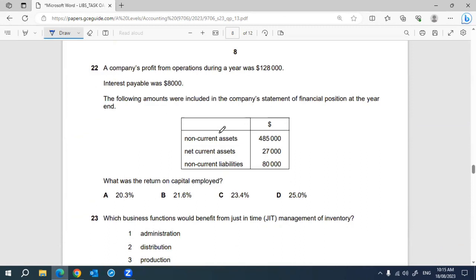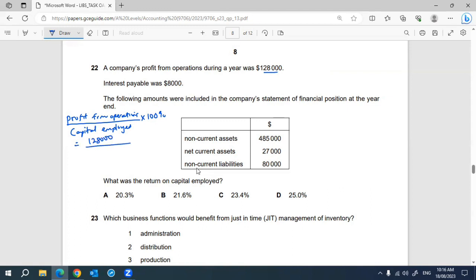A company's profit from operations during a year was 128,000. Interest payable was 8,000. So the following amounts were included in the company's statement of financial position at the year end. Okay. So what is the return on capital employed? So the formula for this is profit from operations over capital employed multiplied by 100%.